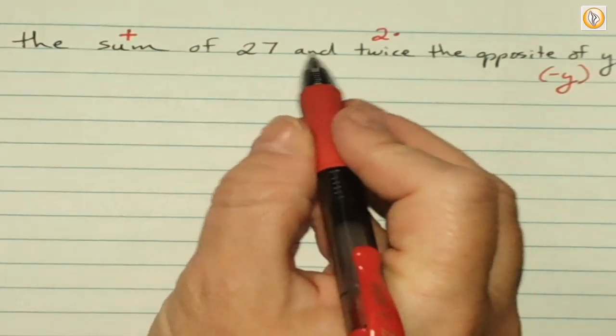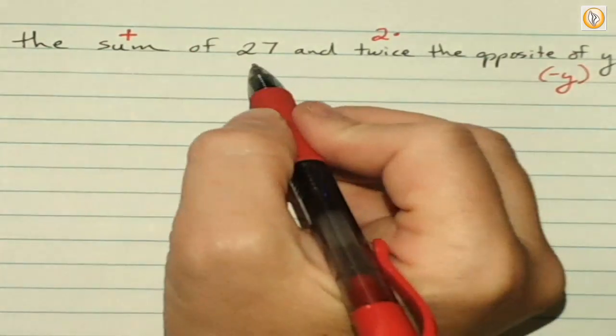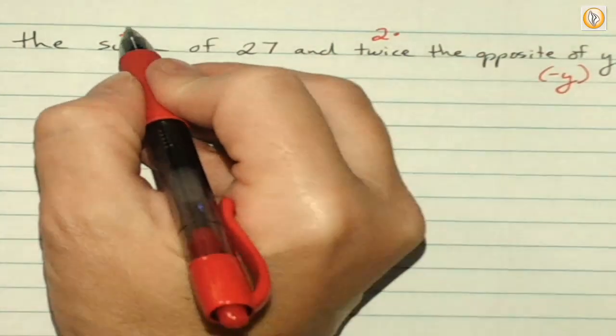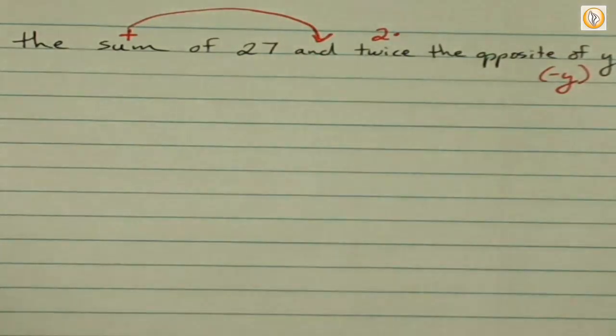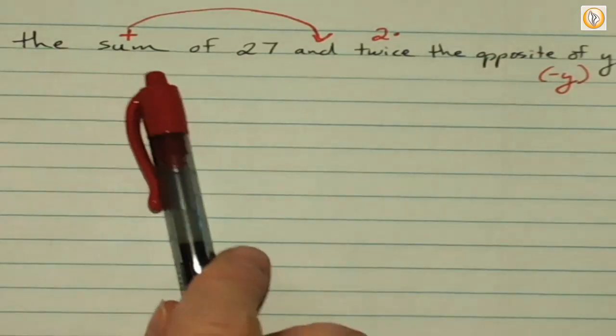Okay, look, the sum of 27 and blah, blah, blah, blah. So the plus sign's going to go right here. Okay, calm down. Make sure you're drawing the arrows and stuff like I am, so this will help you when you do your work. Okay, so let's think about this.